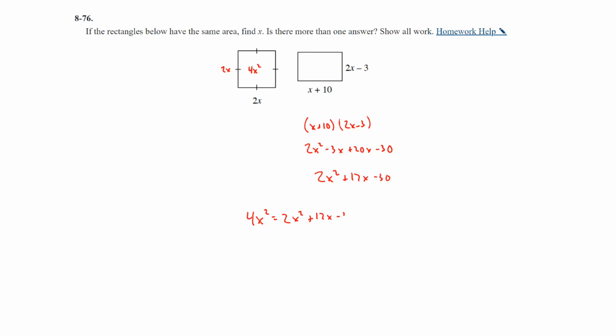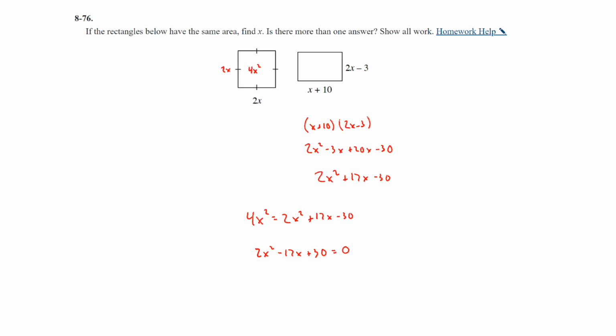And then we can take that and we can solve for x. And you have, once again, different ways you can go about doing that. I'm going to set it equal to 0. Actually, I'm going to subtract the 2x squared, the 17, and I'm going to add the 30. So that would give me 2x squared, just to keep my x squared coefficient positive, minus 17x plus 30 is equal to 0. And then we can solve that equation.